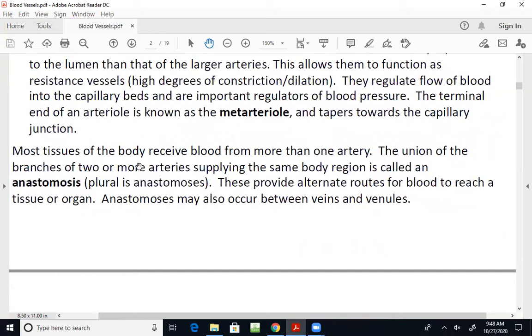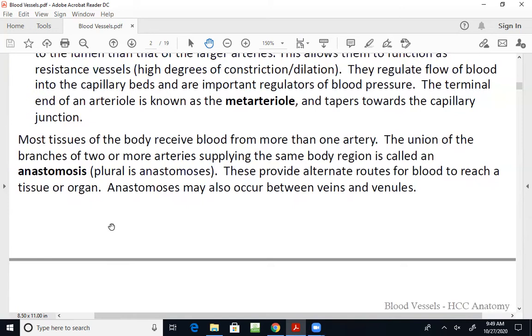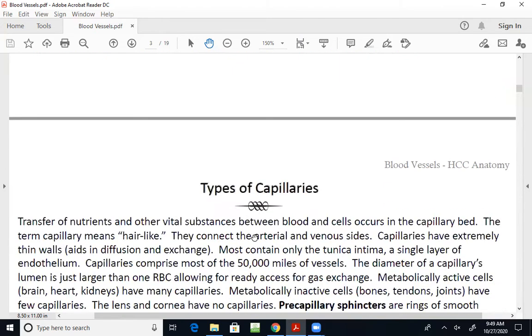Most tissues of our body receive blood from more than one artery. When two or more branches unite, supplying that same body region, we call it an anastomosis. With the letter I there, that's singular. Plural, with an E there, is anastomoses. In our last lecture, we talked about the fact that our heart has these to prevent part of the heart from not receiving blood flow. And the same thing exists other places in our body, providing alternate routes for blood to reach a tissue and organ. We also see anastomoses, and we'll encounter them in this lecture, with our veins and venules.